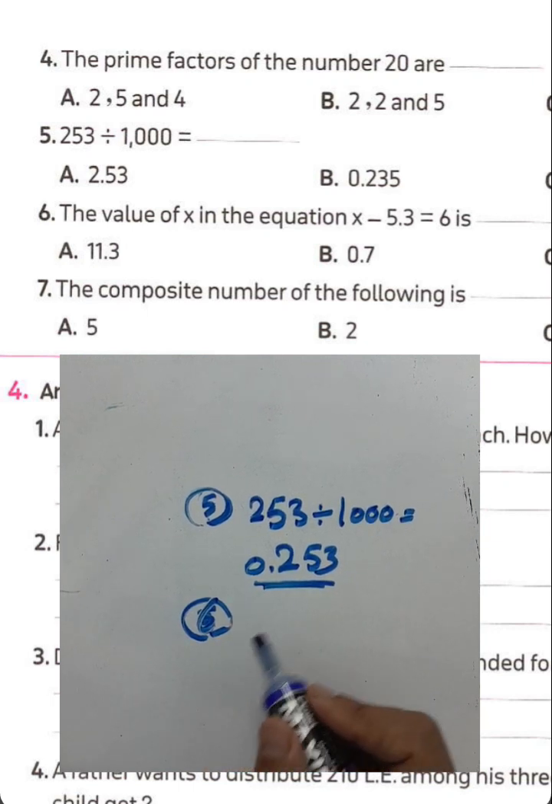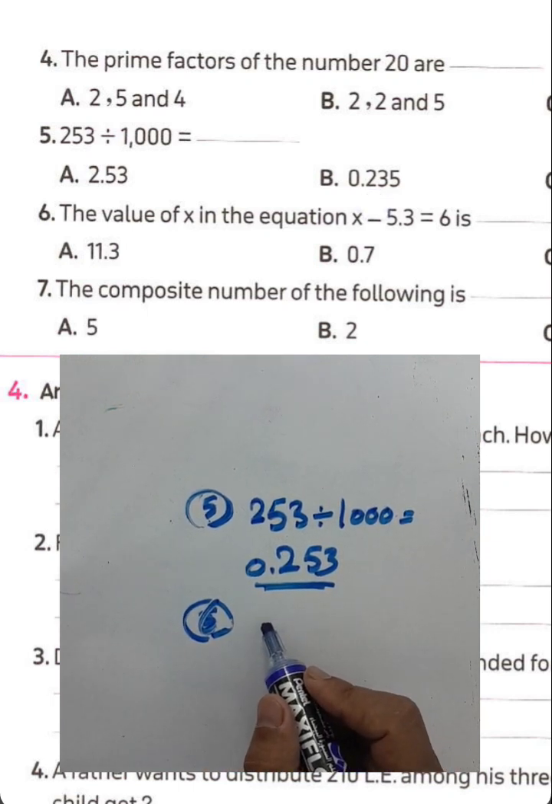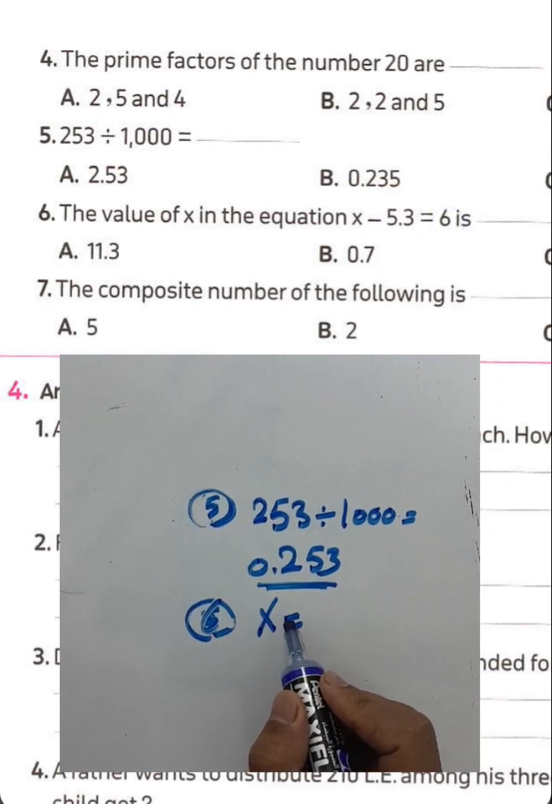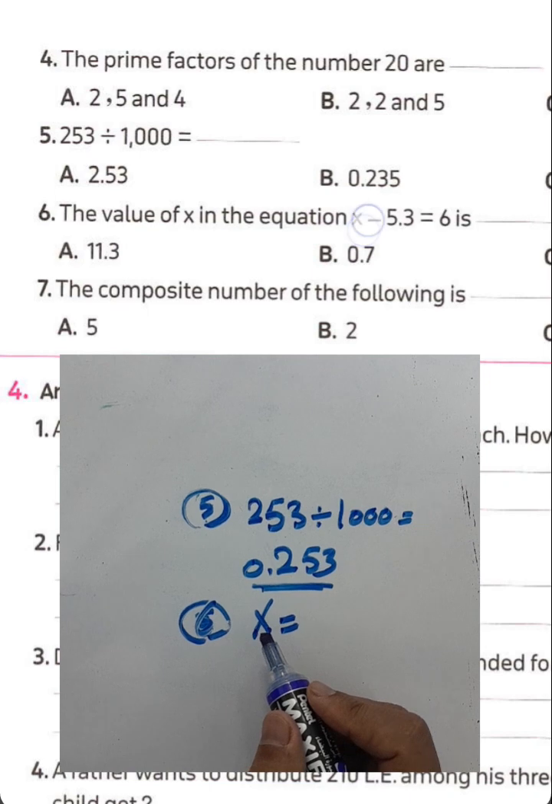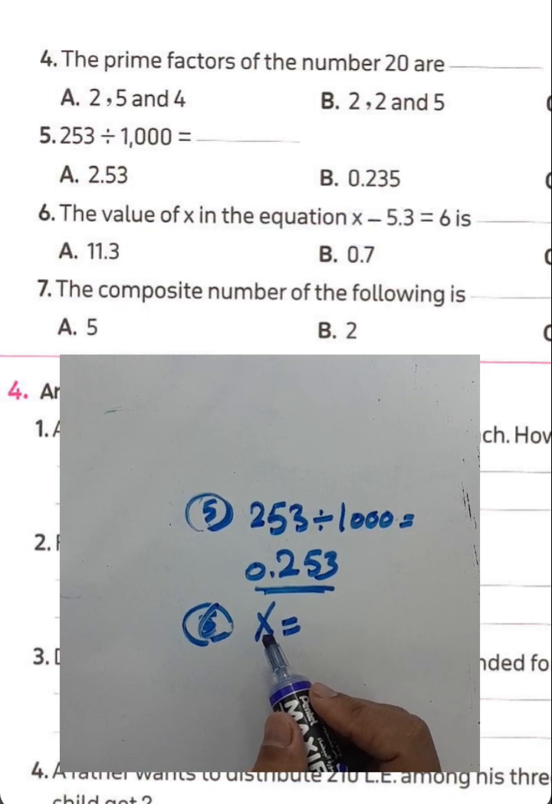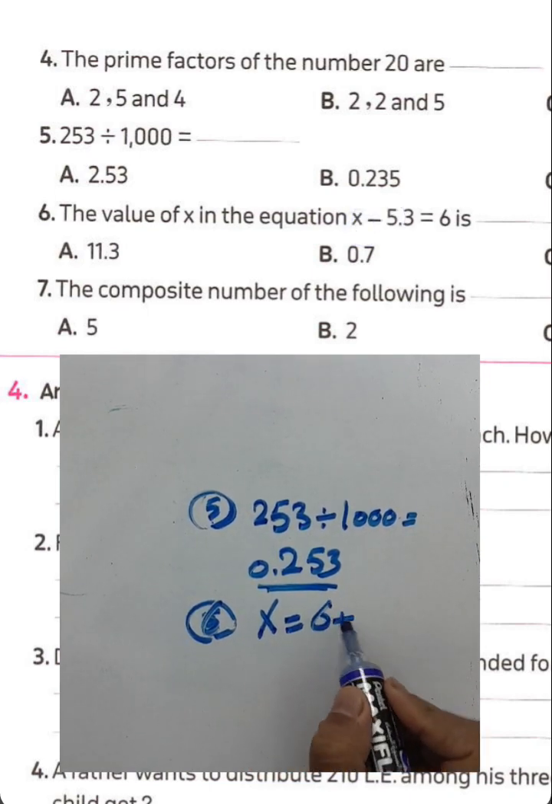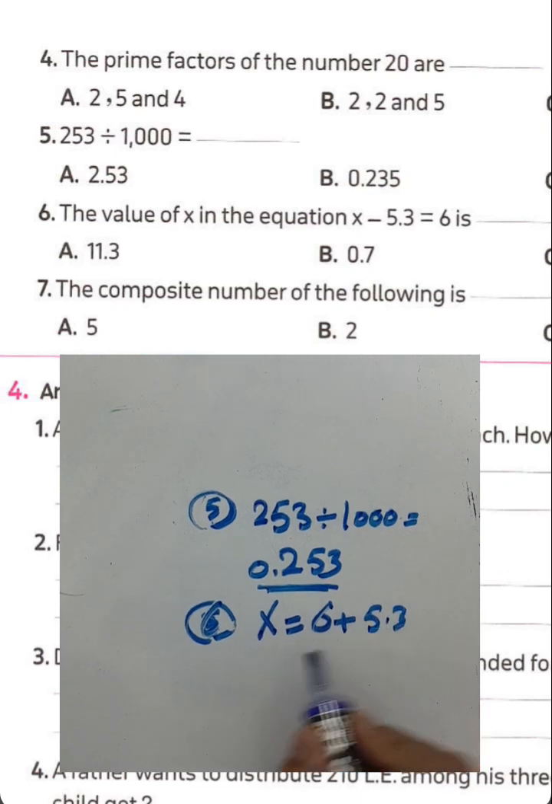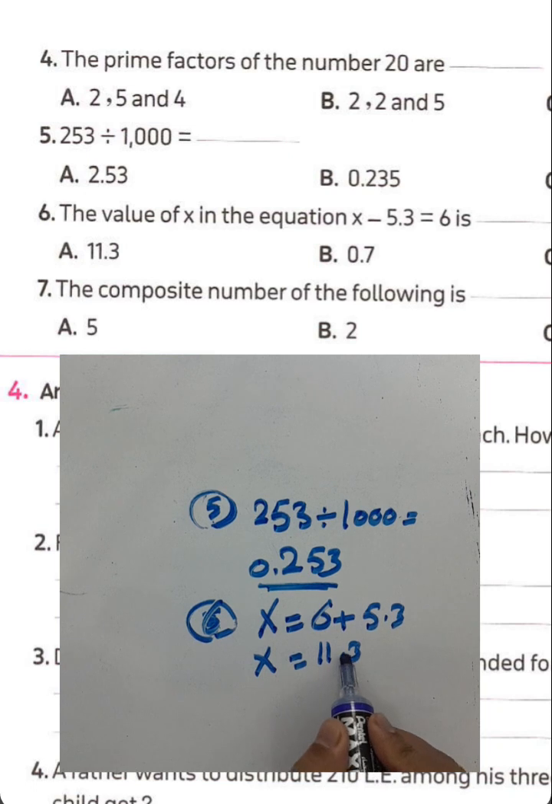The value of x in the equation x minus 5.3 equals 6. We can find x here, we call it the minuend. To find the minuend, you must add the subtrahend to the difference. It will be 6 plus 5.3, then x will be 6 plus 5 equals 11 and 3. The result will be 11 and 3 tenths.